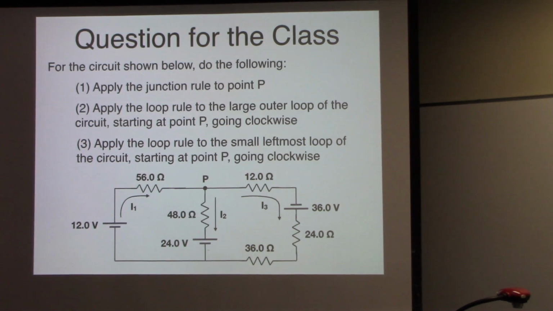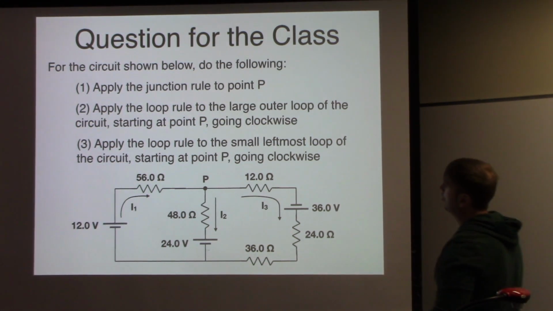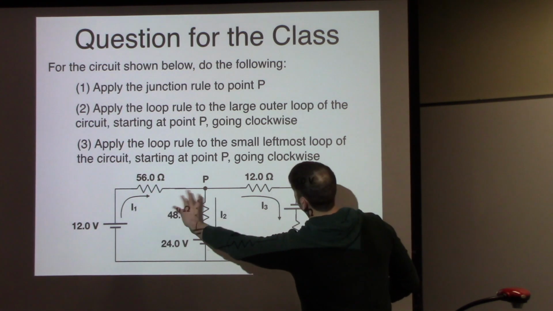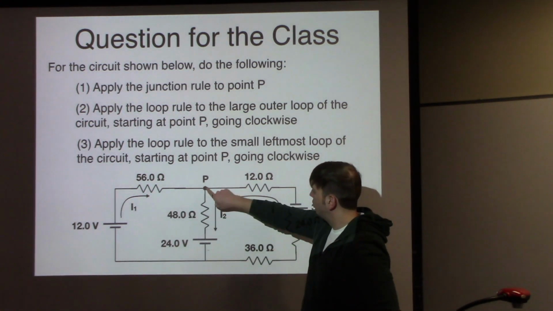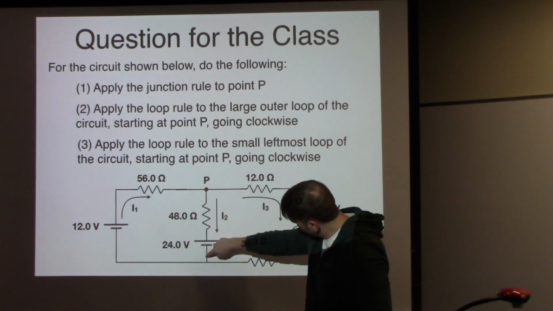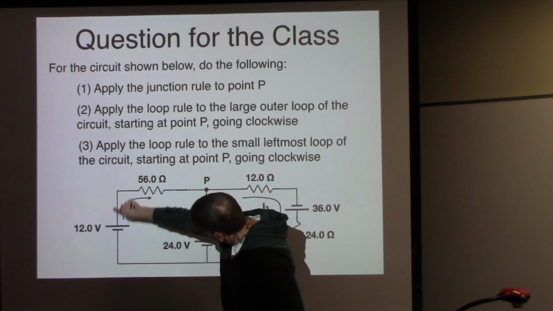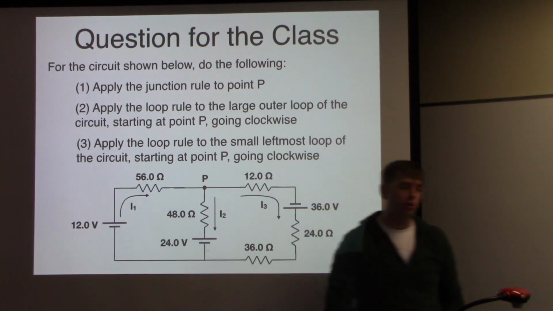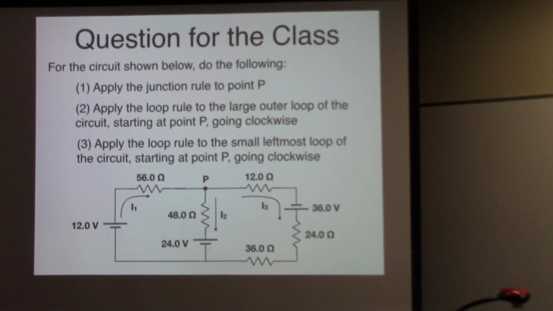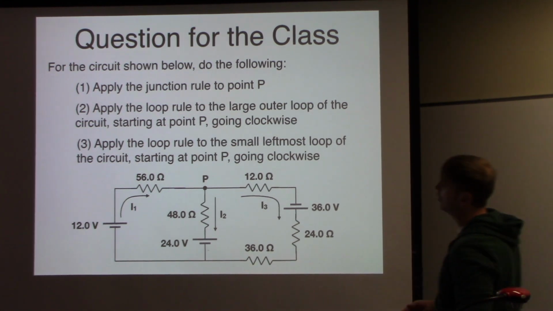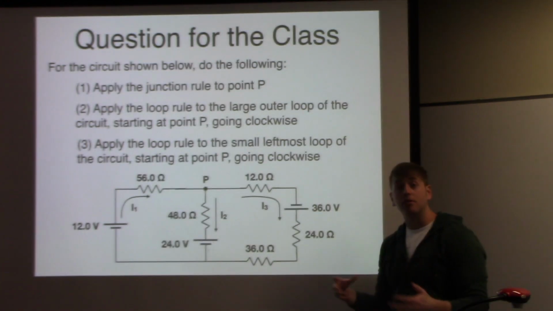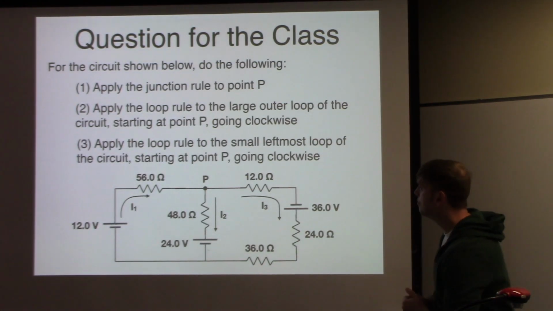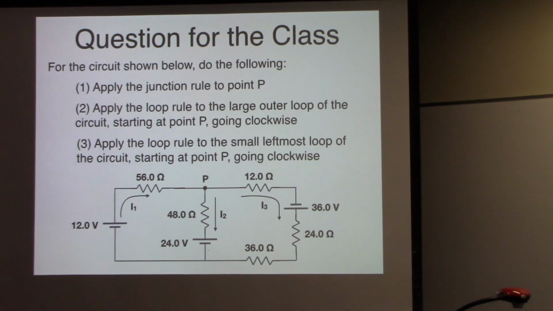Then number 3 is another loop rule. We're going to apply it to the small leftmost loop of the circuit, starting at point P going clockwise. So we start here, go down, then around this way, and then back to point P going clockwise. Again, those are just arbitrarily chosen loops. You could have done other loops for number 2 and number 3, but I want us all to have the same equations so we know we're getting it right. So let's work it out.